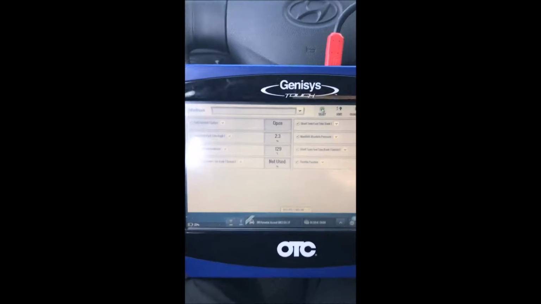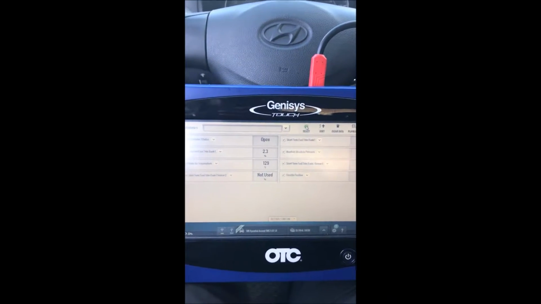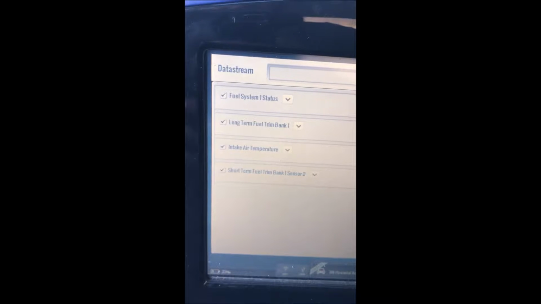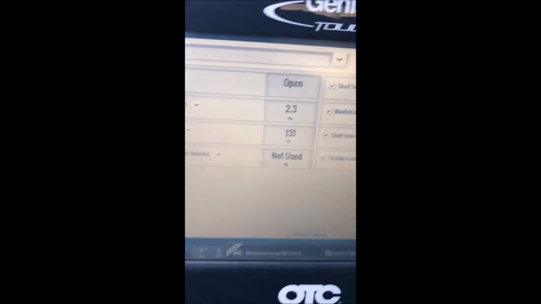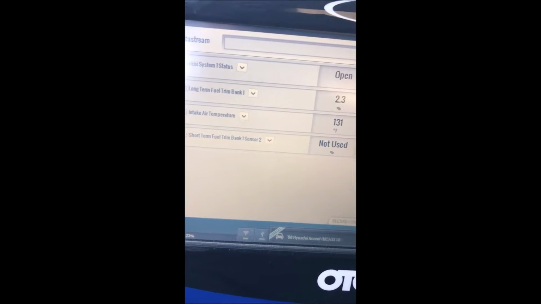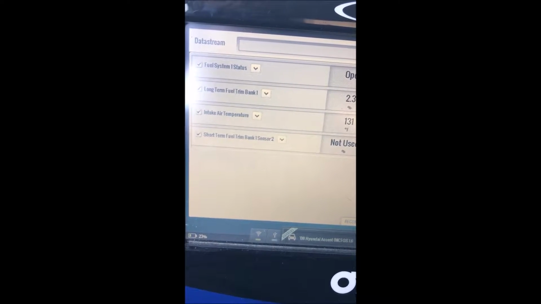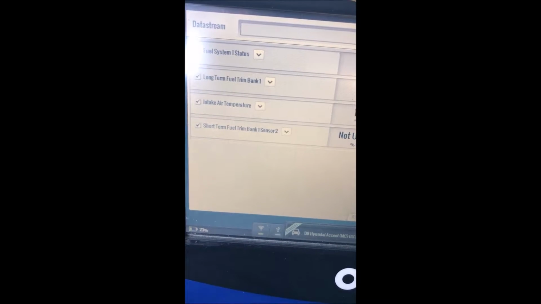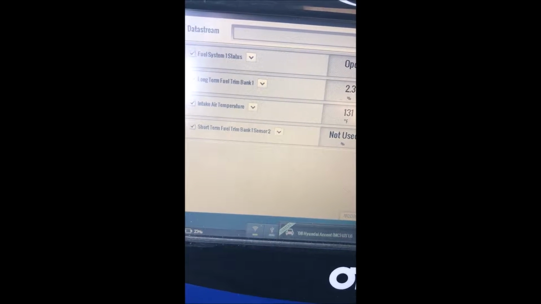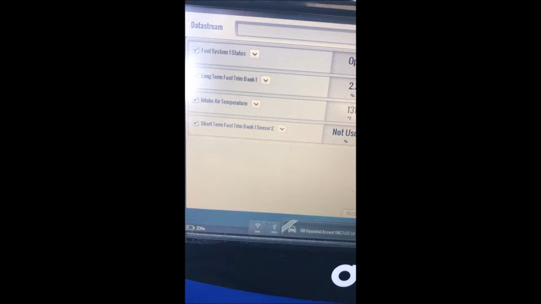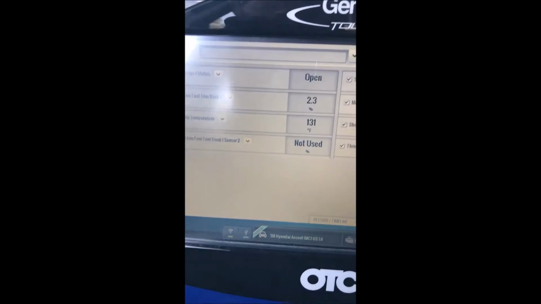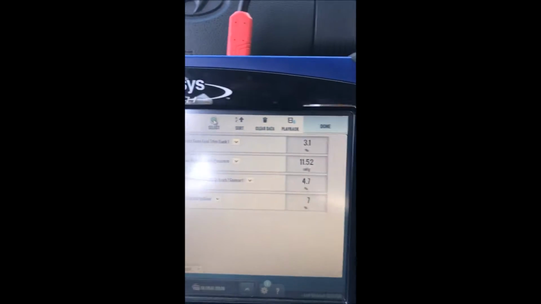Alright, so we have our scan tool hooked up here. Right now, what you're looking at is the fuel system status. We're showing open loop, long-term fuel trim, and bank 1, which is the only bank we have since it's a 4-cylinder. We're at 2.3%. Intake air temperature, which is one of the sensors that I was pointing out that's going to give our computer feedback. We're showing 131 degrees. Right now, bank 1 sensor 2 is not being used because we are still in open loop.